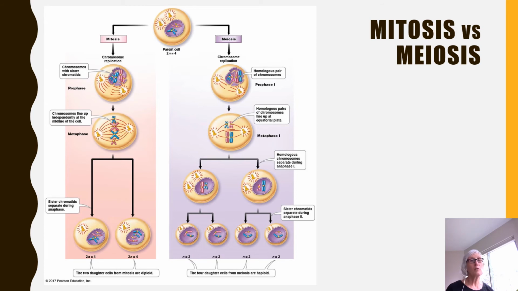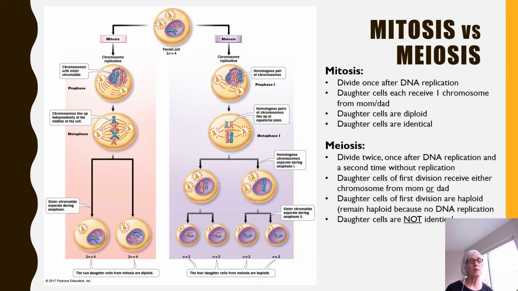So this is a summary slide distinguishing between the two types of cell division that we've spoken about in this class, mitosis versus meiosis. In mitosis, cells divide once after replicating the DNA. Daughter cells receive one chromosome from mom and one chromosome from dad. Daughter cells are therefore diploid, and daughter cells are identical to one another.